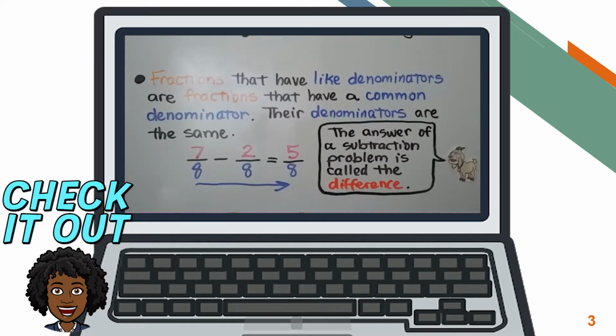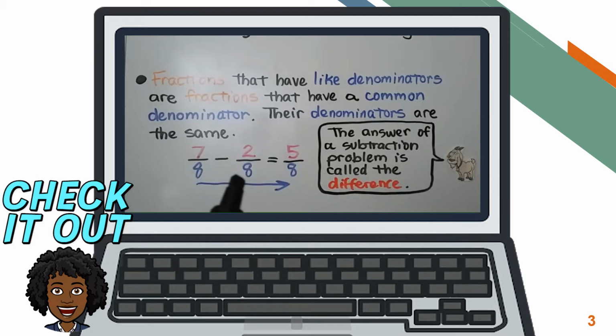Fractions that have like denominators are fractions that have a common denominator. Their denominators are the same. We have 7/8 minus 2/8. They have the same denominator. That means our difference is going to have 8 for a denominator. The answer of a subtraction problem is called the difference. We just subtract using the numerators. 7 minus 2 is 5. We have 5/8.